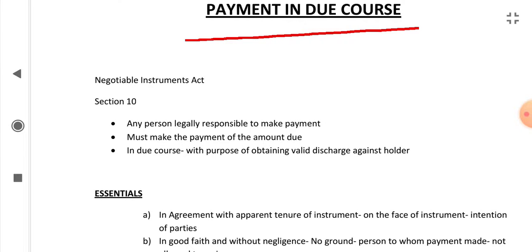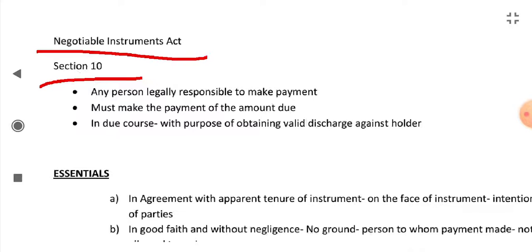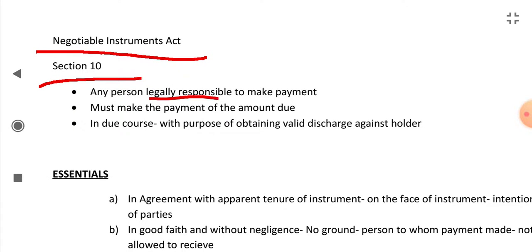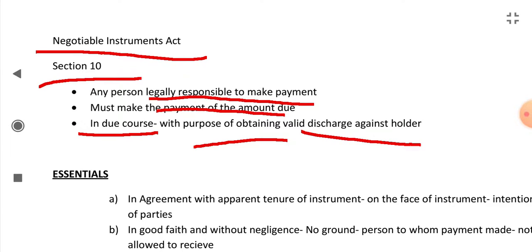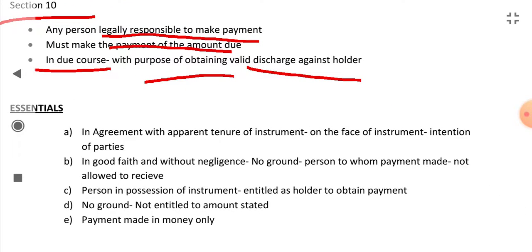What is it? According to Negotiable Instruments Act section 10, any person legally responsible to make payment must make the payment of the amount due in due course, with the purpose of obtaining valid discharge against the holder. If a holder is in possession of an instrument and presents it to the banker, then he should make the payment. Okay, so in due course.